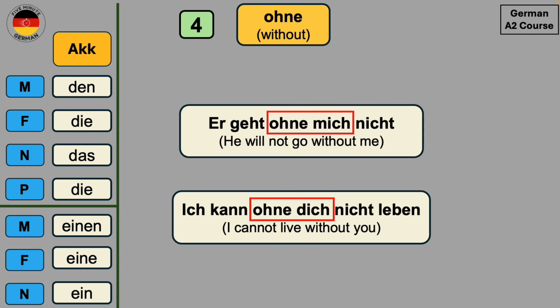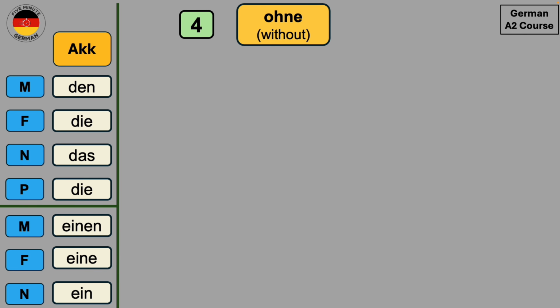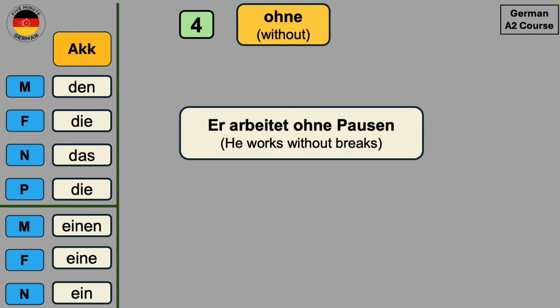Another example can be, Ich kann ohne dich nicht leben. I cannot live without you. Again, we have not used du or dir over here, which are nominative or dative personal pronouns. Rather, we have used dich, which is an accusative personal pronoun. Let's take some more examples with ohne. So, Er arbeitet ohne Pausen. He works without breaks.